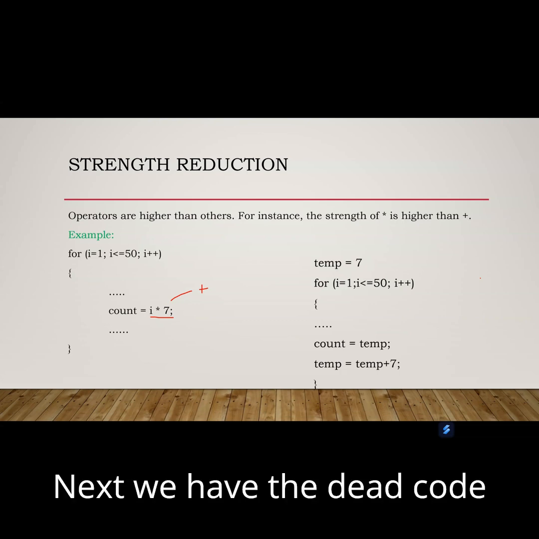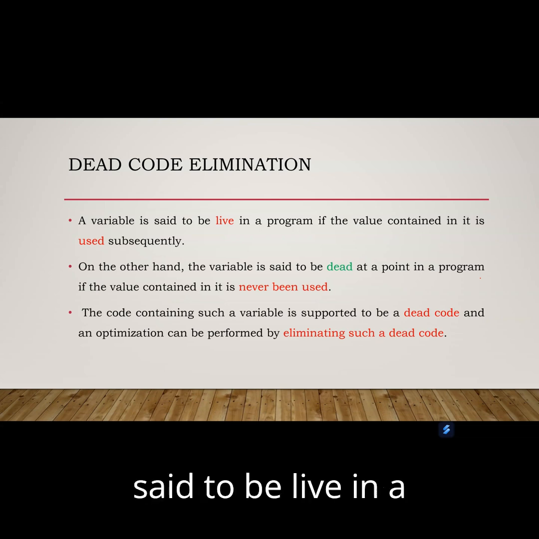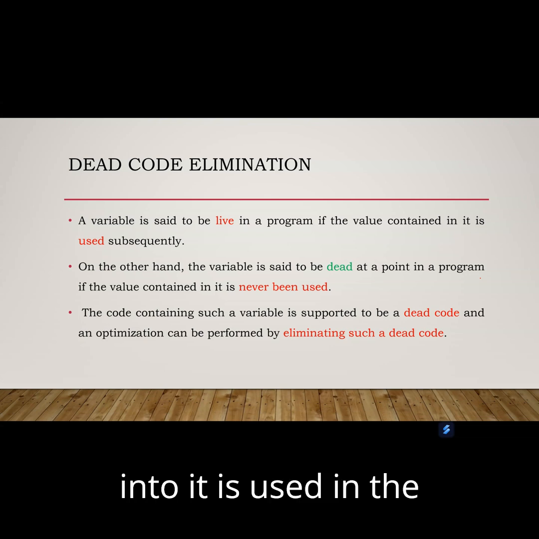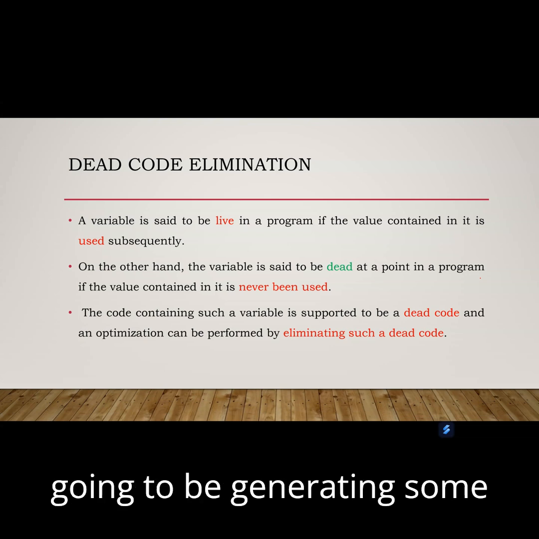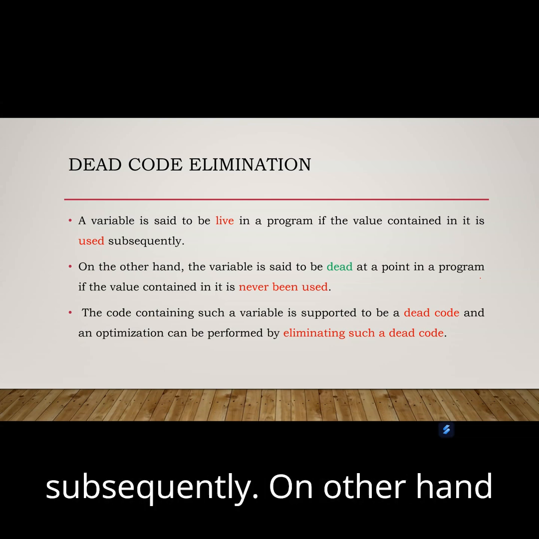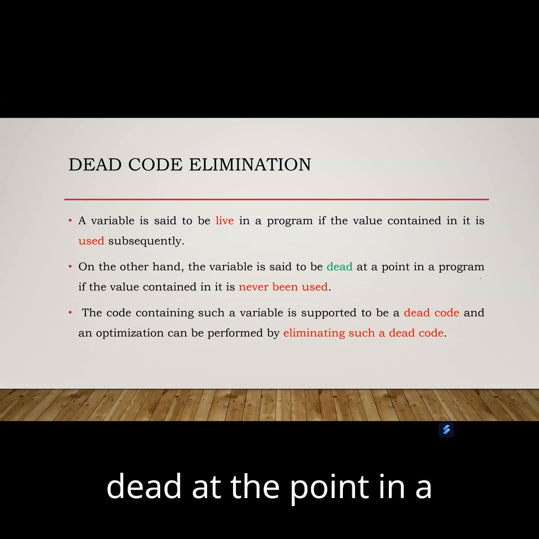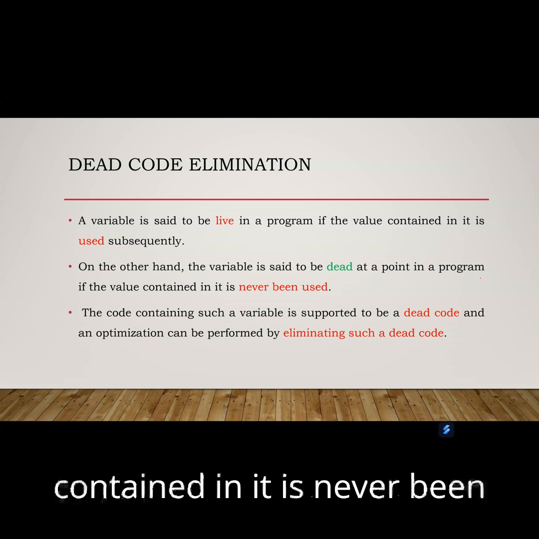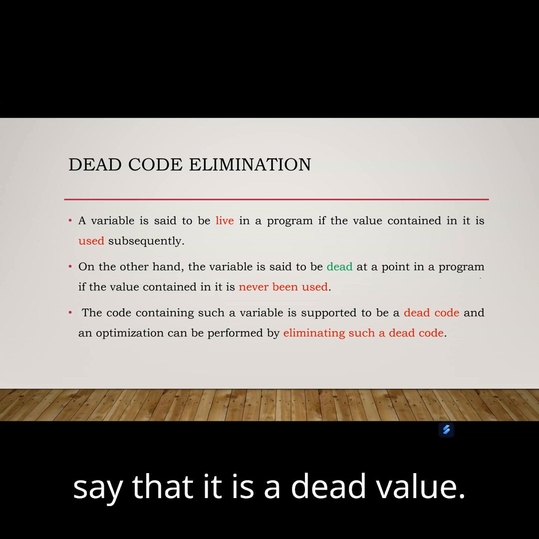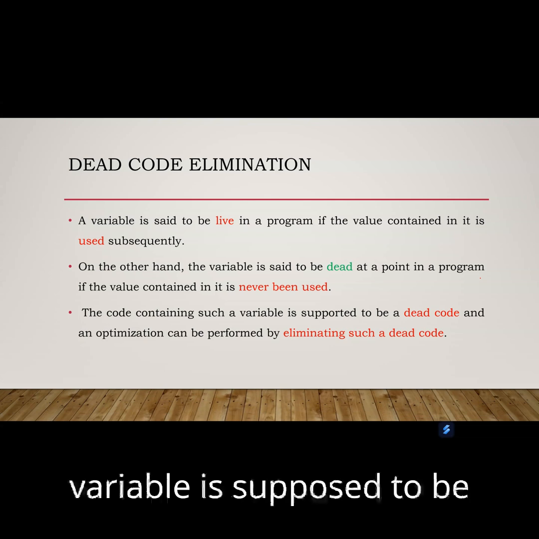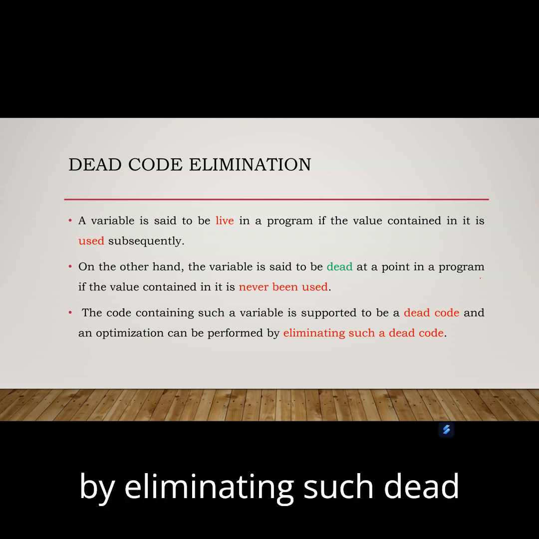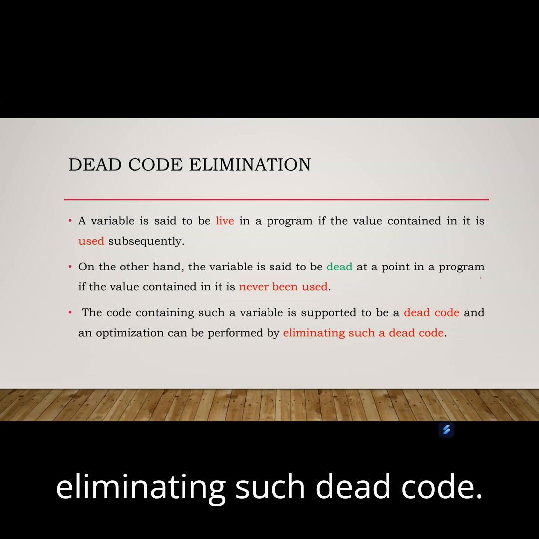Next we have dead code elimination. A variable is said to be live in a program if the value contained in it is used subsequently. That is, we generate some variable and it is used later in the program. On the other hand, a variable is said to be dead at a point in a program if the value contained in it is never used. If you are not using that variable, we can say it is a dead value. The code containing such a variable is called dead code, and an optimization can be performed by eliminating such dead code.